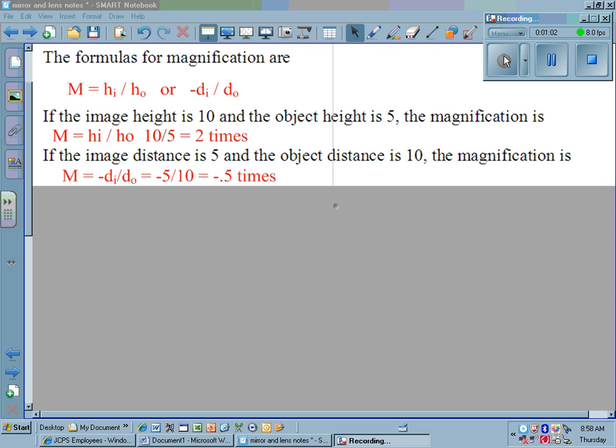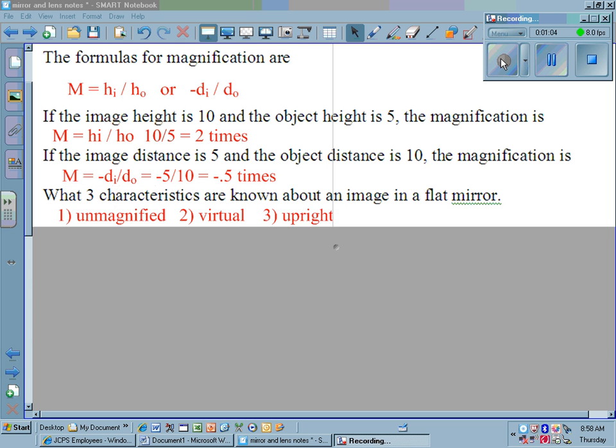Great job. Okay, now that Morgan has sorted her slices, what 3 characteristics are known about the image in a flat mirror? Well, if you look at this flat mirror I have up here, even Kayla Brown is not magnified in this particular mirror. She's still the same size. She is virtual, which means she's not real. She's actually in the mirror. And then finally, she is upright, which is unusual for her as well.